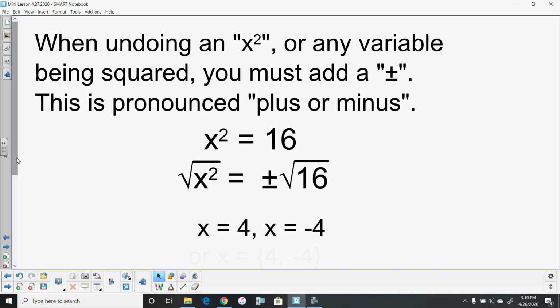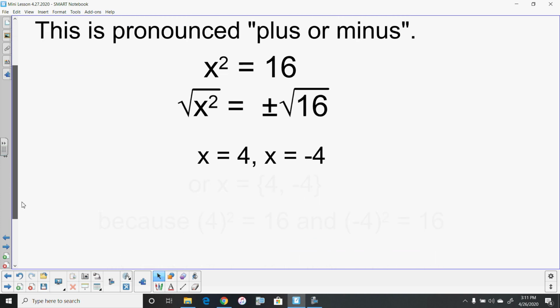Because think, if you plug a negative 4 back in, negative 4 times negative 4 is also positive 16, not just 4 times 4 equaling 16, okay? So that only happens when you're technically undoing an x squared. If someone said, hey, what's the square root of 16? The answer wouldn't actually be negative 4. It would be 4. But in the event of x squared equals 16 and taking the square root of both sides, the answer would be plus or minus 4, okay?